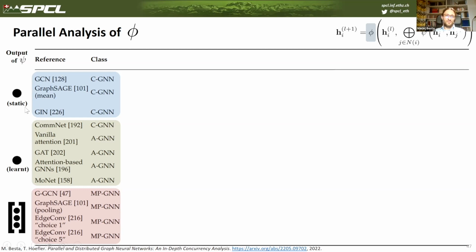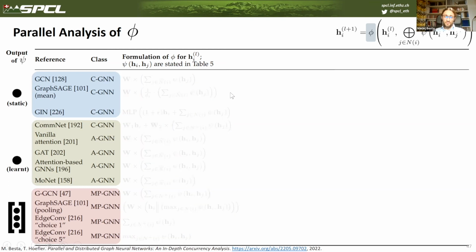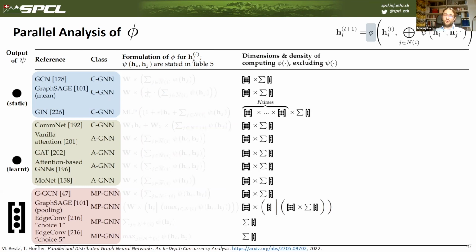One row of this table is one GNN model. Again, we have these three classes that we saw before: CGNNs, AGNNs, and MPGNNs. And again, we derive the formulation for the phi function. But these formulations are not really important in this presentation, so we can check them in the paper with our uniform notation. Here, what is important is, again, the compute patterns that we have for each of these models.